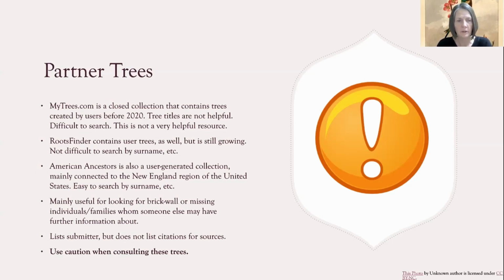Mainly, these partner trees are useful for looking for brick wall or missing ancestors that somebody else might have found something out about. They list the submitter, but they don't list citations. They don't have sources for any of the sources. So when you use these trees, they're really not very accurate. They're more towards the lower accuracy level.